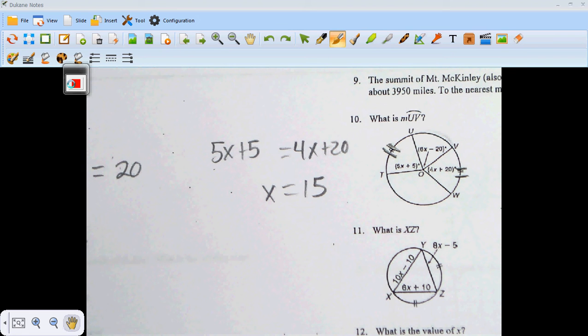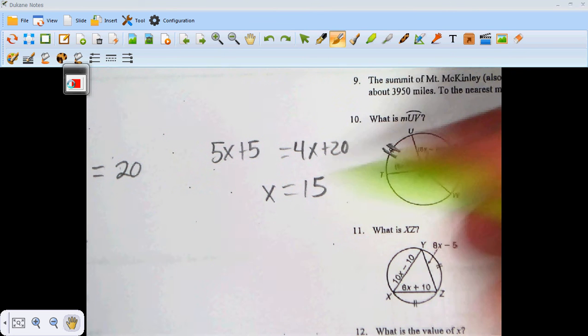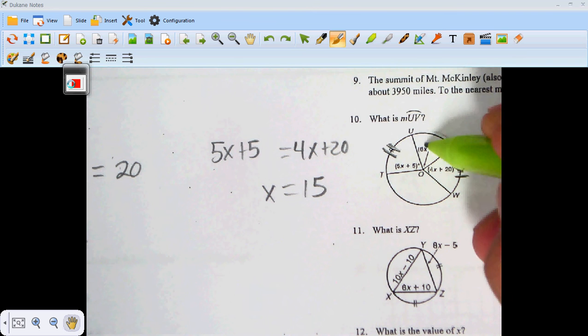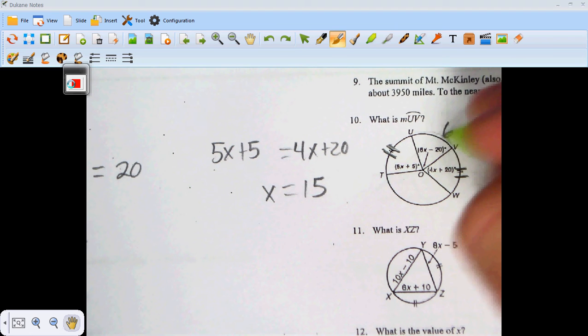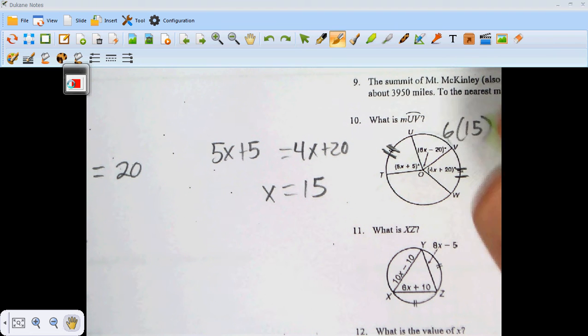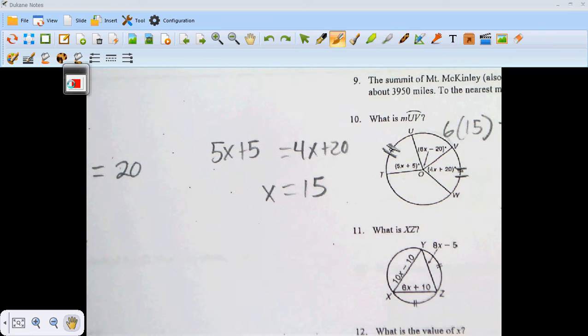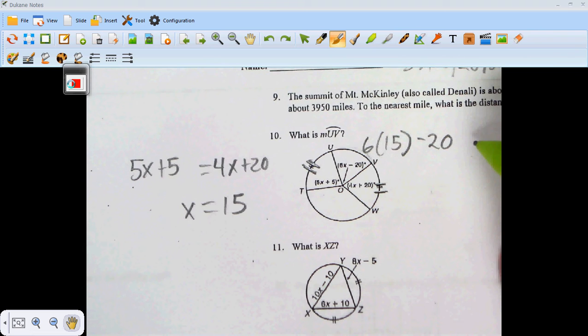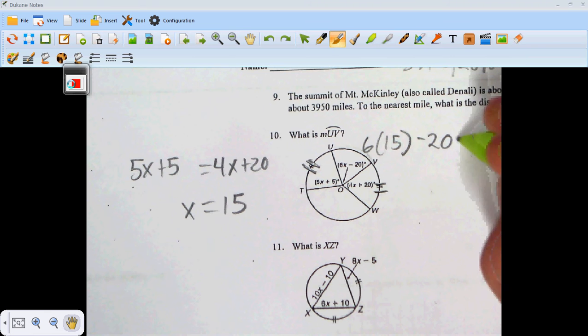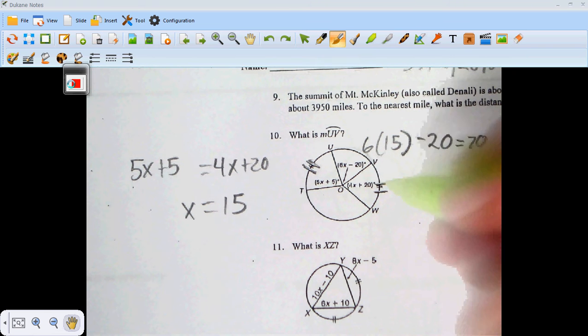All right? So now, x is 15. So now I can plug in 15 right here. So I take 6 times 15 minus 20, which gives me what? 70. Okay, now that is just the central arc, or central angle.